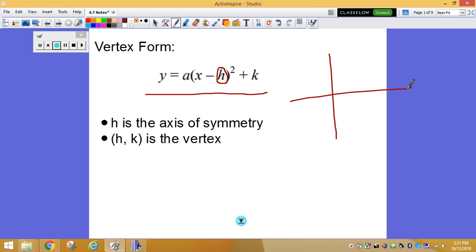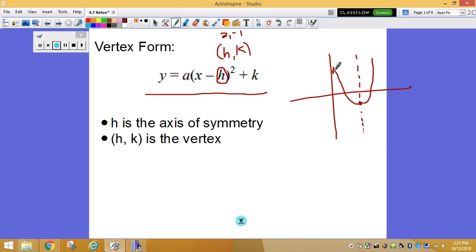So like if I had got a 2, that means right here through x equals 2, that would be my axis of symmetry. And the ordered pair (h, k), so whatever h is and k is, that's going to be your vertex. So like if this was 2 and I got -1, that means here at (2, -1), that is my vertex. And then if your a is positive, that means it's going to be concave up.